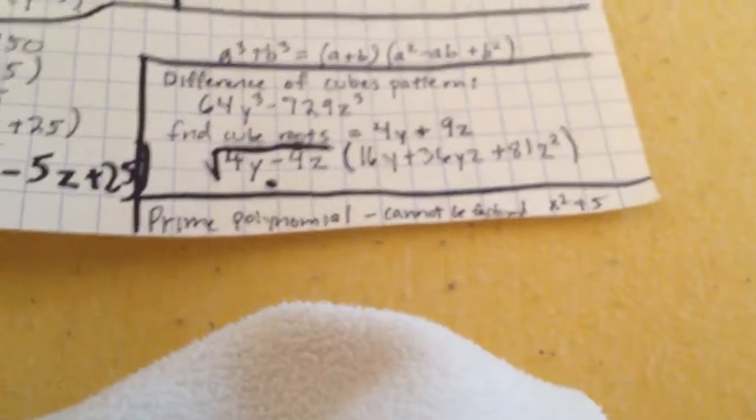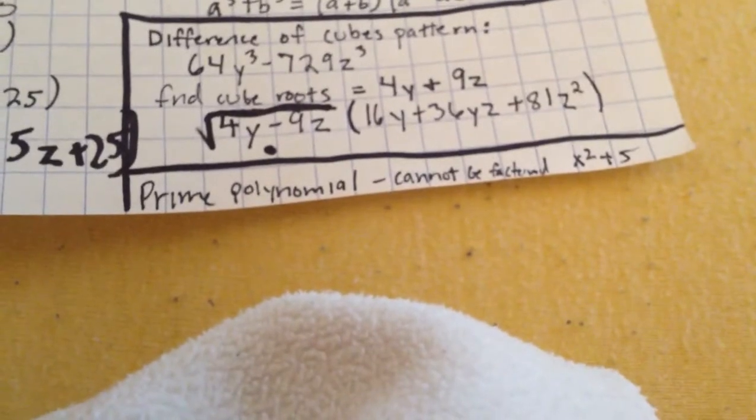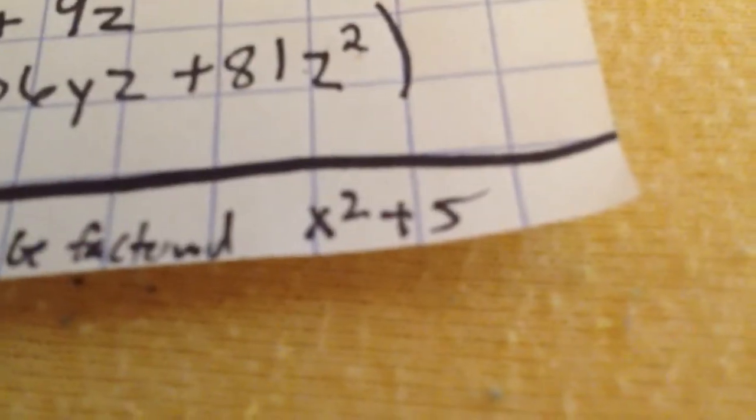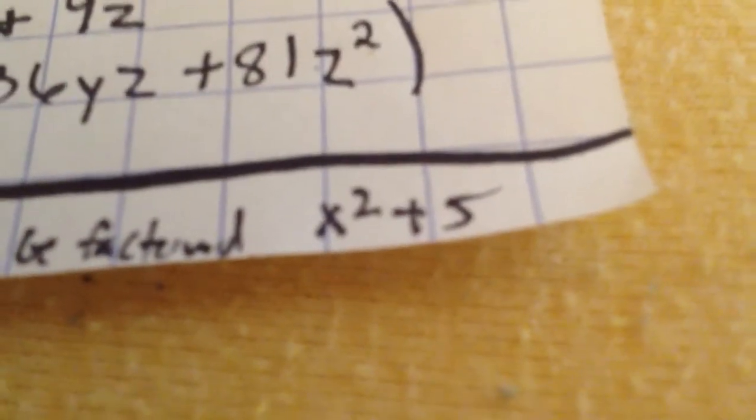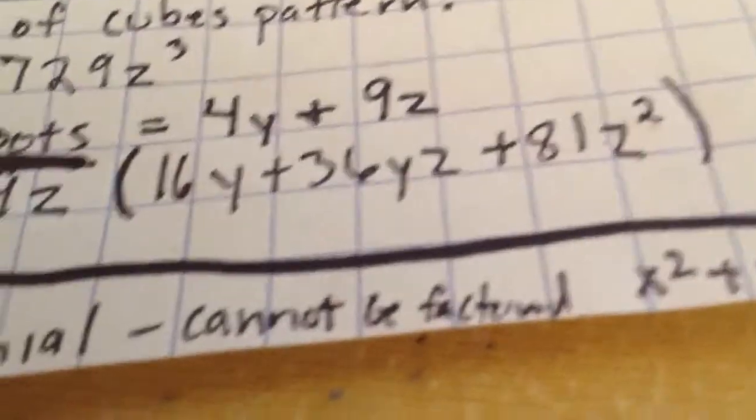And then the last thing to cover is really easy. A prime polynomial is something that cannot be factored. It can't go any further than that. And my example is x squared plus 5, because as you can see they have nothing in common at all. You can't do anything with them. So those are the different patterns of factoring.